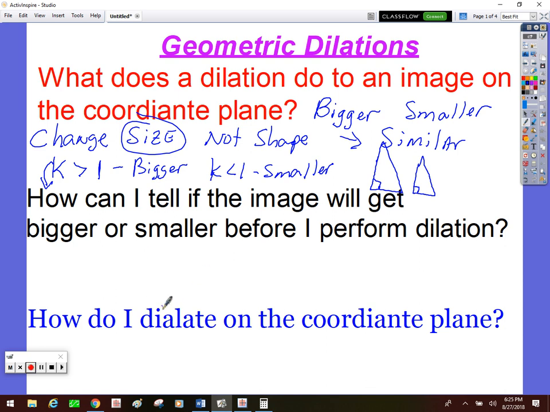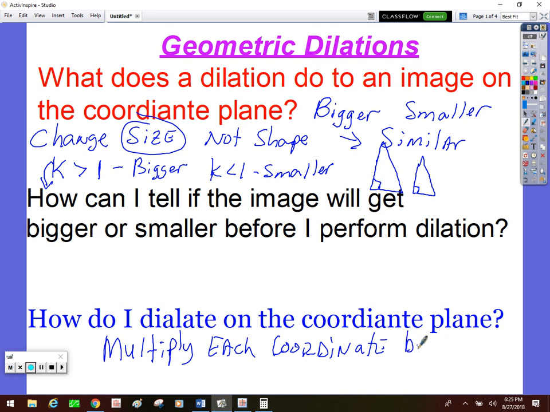So how do I dilate on the coordinate plane? Well, all you're going to do on a dilation is take the scale factor and multiply each coordinate pair by the scale factor. I know it's kind of difficult to think about. Remember, the coordinate pairs are x and y. So you're going to multiply the scale factor times the x and the scale factor times the y. So kx, ky.